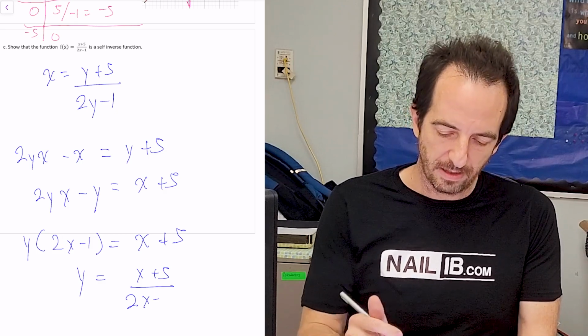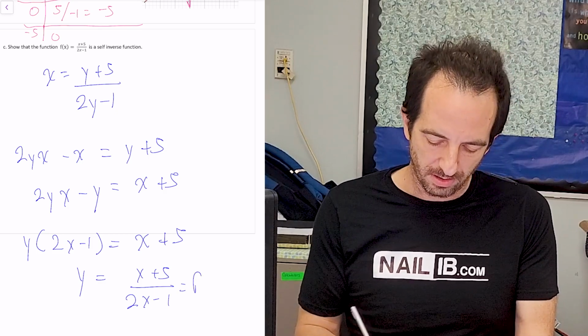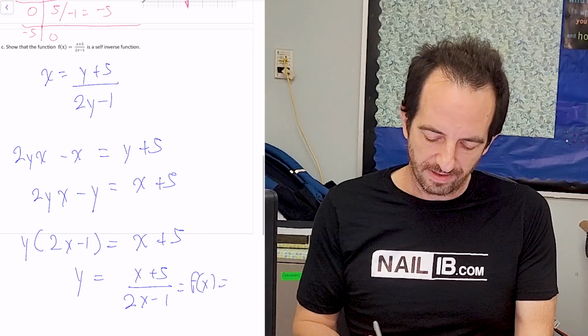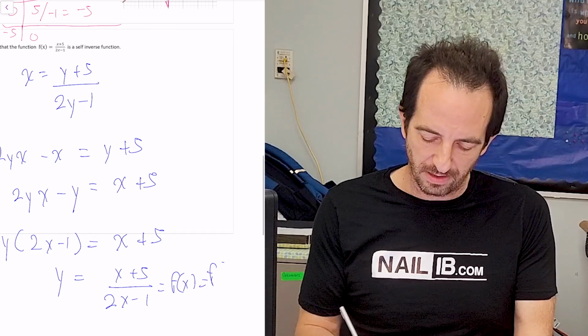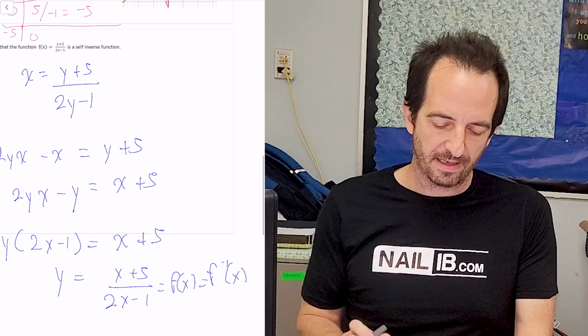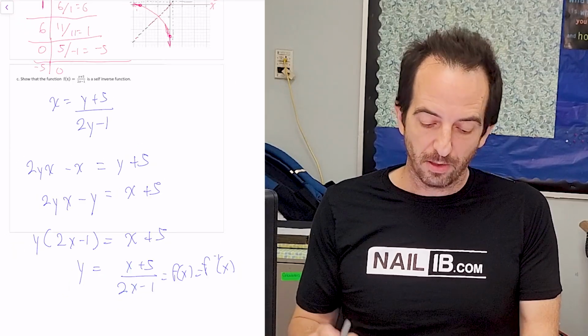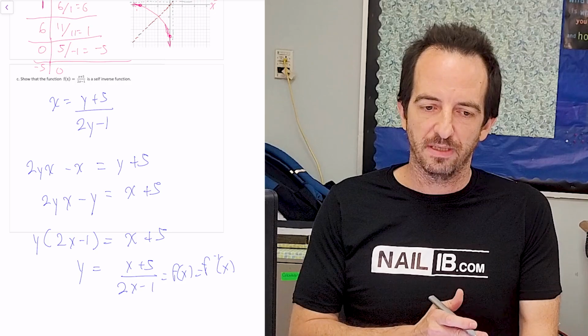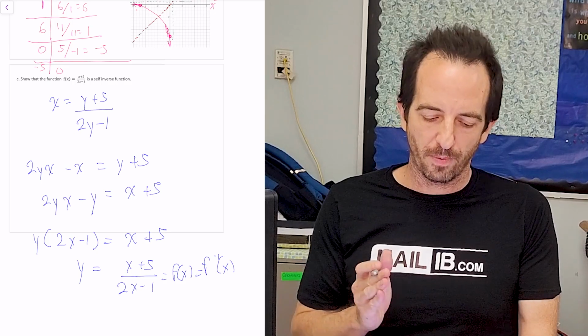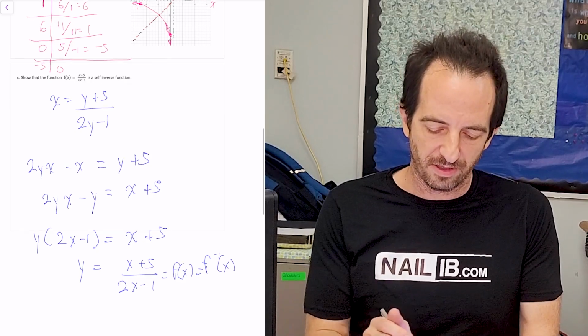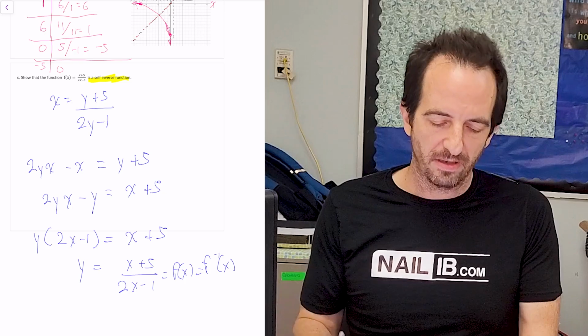And this is exactly equal to our original function. It's also obviously our inverse function because we did that switch in order to establish the inverse function. So we showed that the original function is equal to its inverse. Therefore, we show that this is a self-inverse function. That would be full marks.